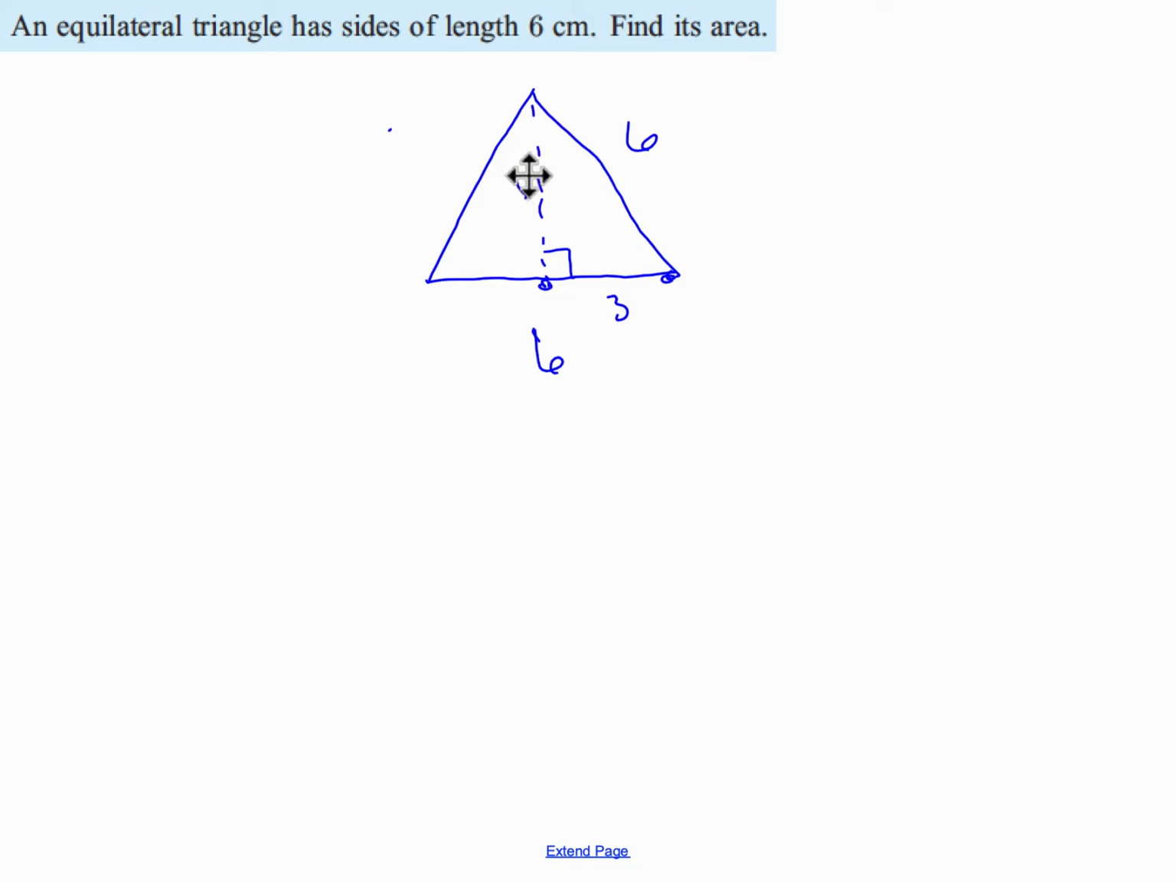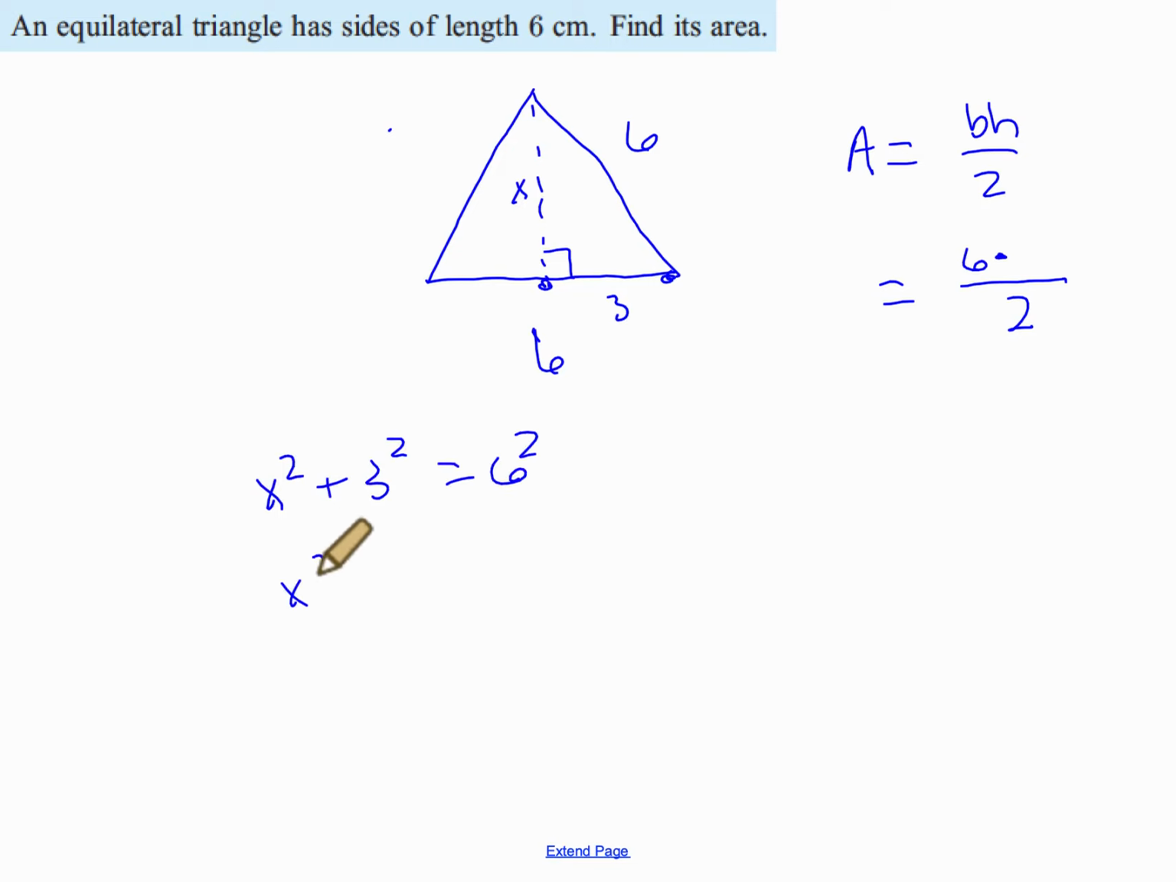I'll call that x. Now, perhaps I should have started with this, but we know that the area of a triangle is base times height divided by 2, or 1/2 base times height. So we already know the base is 6, so I need the height, and then I'll divide it by 2. So clearly x squared plus 3 squared equals 6 squared. X squared plus 9 equals 36. X squared is equal to 27. So x equals root 27. Okay.